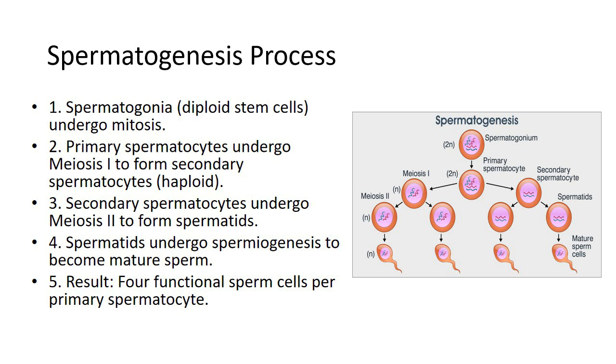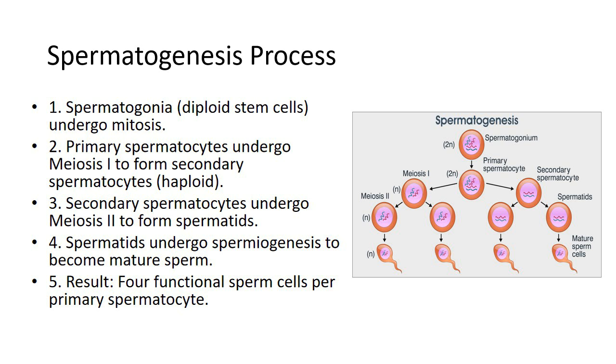Primary spermatocytes, diploid. Spermatogonia that enter the next phase of spermatogenesis differentiate into primary spermatocytes. These are diploid cells, meaning they contain 46 chromosomes. Meiosis 1, reduction division. The primary spermatocytes undergo meiosis 1, a reductional division in which the chromosome number is halved. This results in two secondary spermatocytes, each containing 23 chromosomes, haploid.